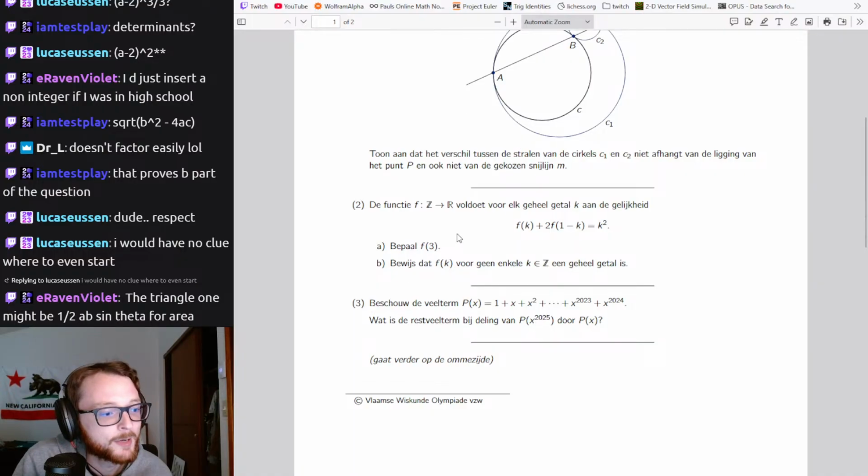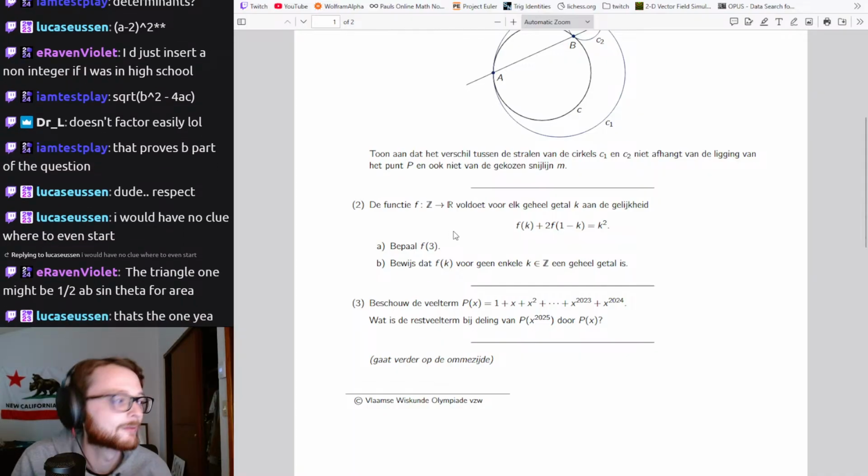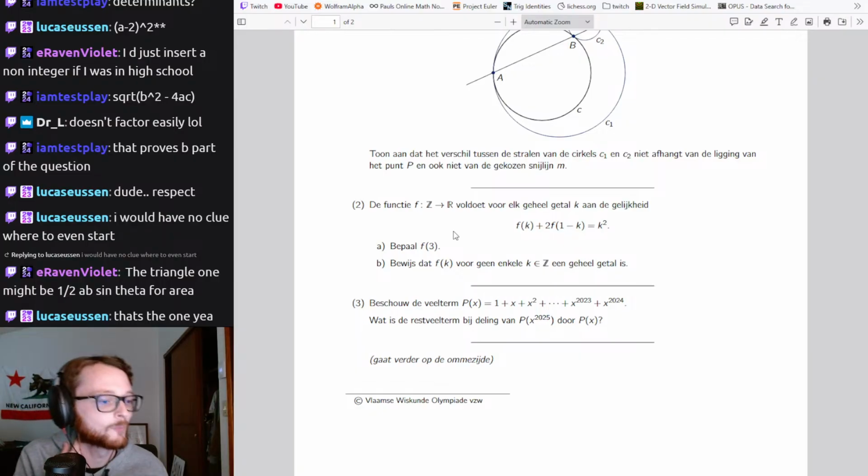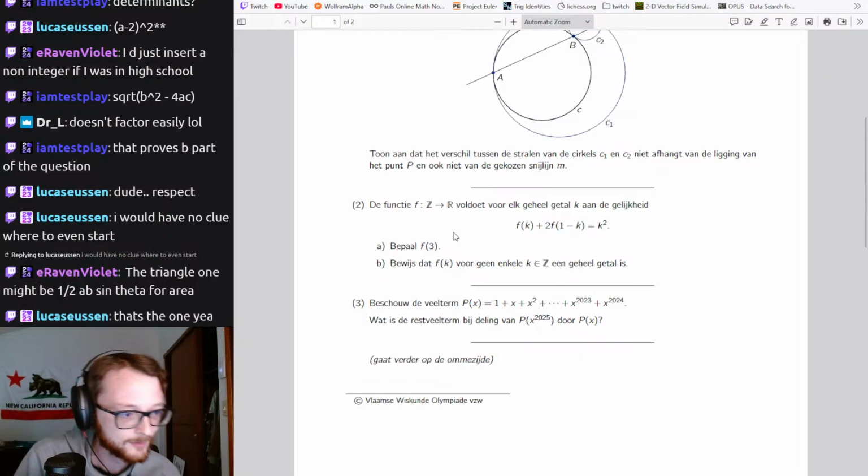The triangle might be 1/2 AP sine theta for area. Really? I don't know if I've heard of that one. Oh wait, I have. Yeah. Okay, that makes sense. That does make the problem a lot easier, I think. Yeah.